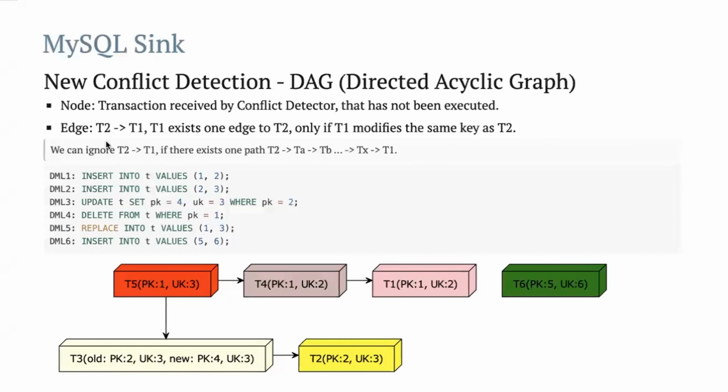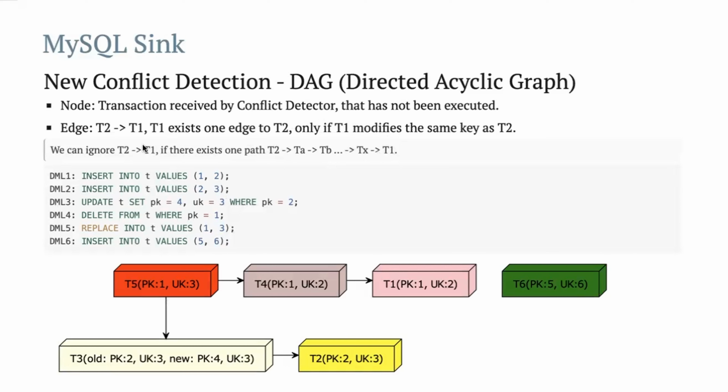At the same time, we do an optimization. If there exists a path, for example, transition two to transition A, transition B, or to transition Y, then we can ignore the edge between T1 and T2, because it is pretty complicated if we have this kind of edge, and also it will simplify our implementation.